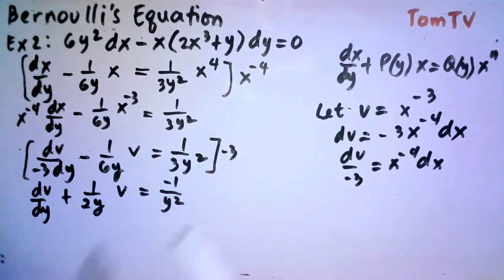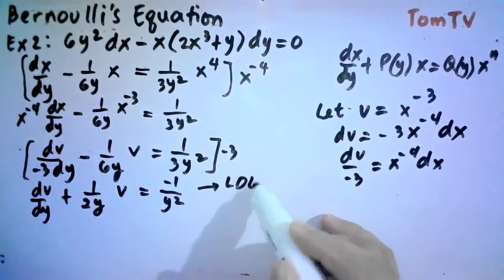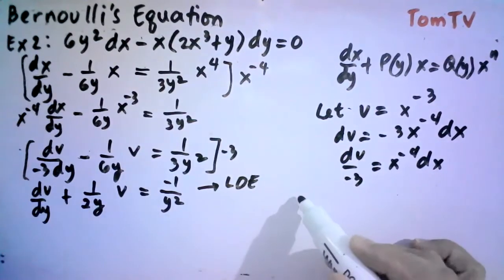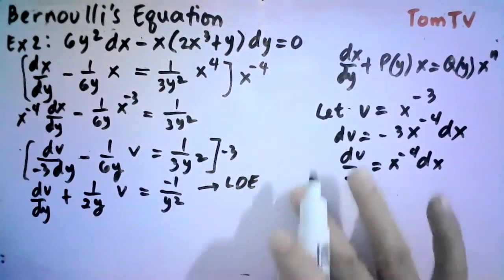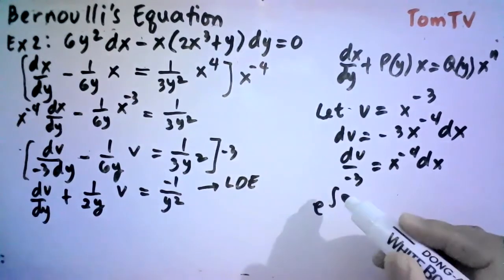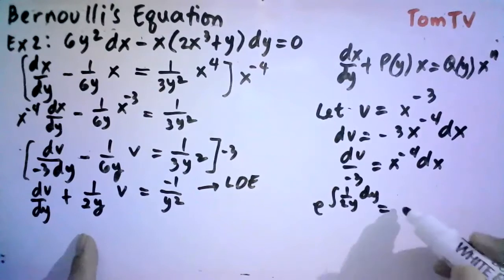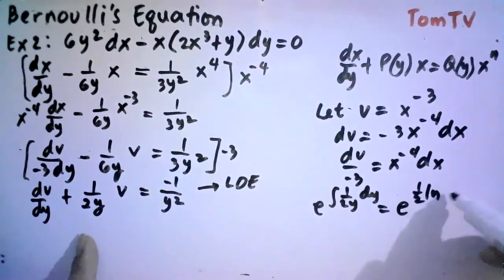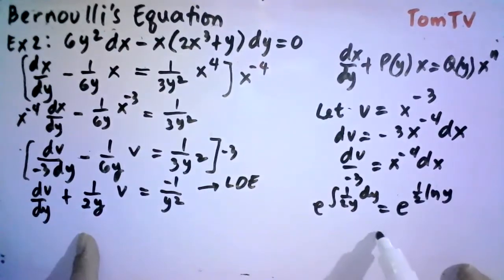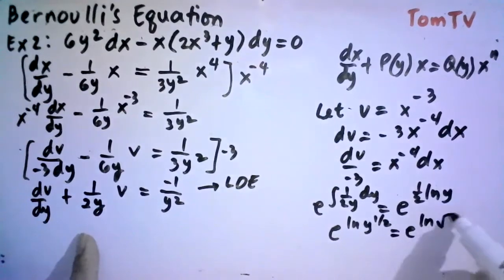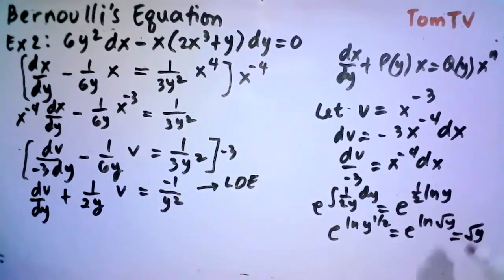For this part, this is again a linear differential equation, which is linear in v. So if this is linear in v, then we will make use of our integrating factor. I will write our integrating factor: e raised to the integral of 1 over 2y dy, which is e raised to 1/2 ln y, or e raised to ln y to the 1/2, or square root. So we have e raised to ln square root of y, which is equivalent to square root of y. So we have here our integrating factor.